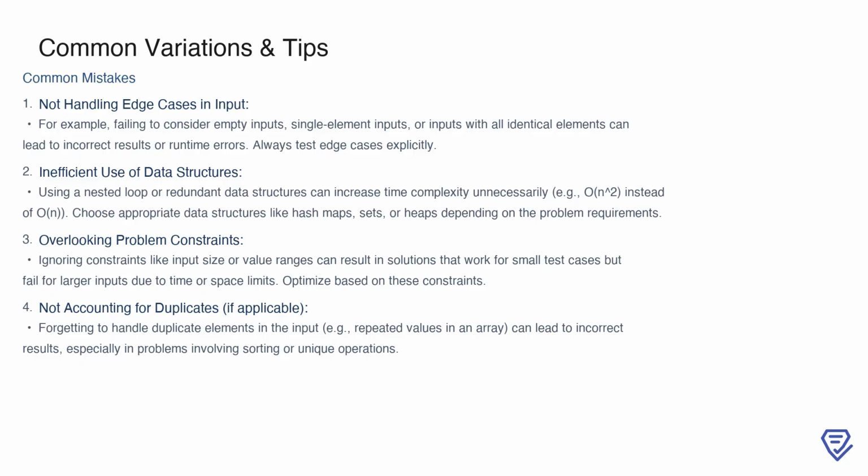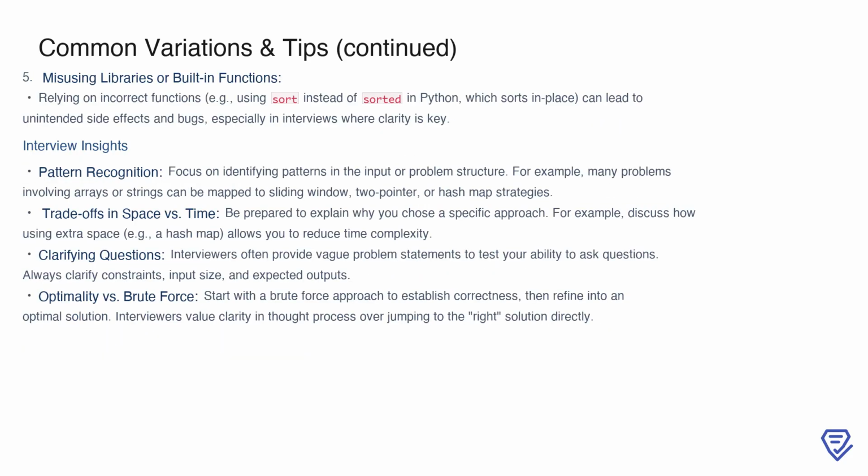Finally, if duplicates are relevant to the problem, forgetting to account for them can create errors, especially in scenarios involving sorting or operations that rely on uniqueness. Ensuring proper handling of duplicates is key to getting correct results. Another common mistake is misusing libraries or built-in functions. For instance, in Python, using sort instead of sorted might unintentionally modify the original list, which can lead to bugs and confusion. Clarity and correctness are especially important in an interview setting, so make sure you fully understand how these functions behave.